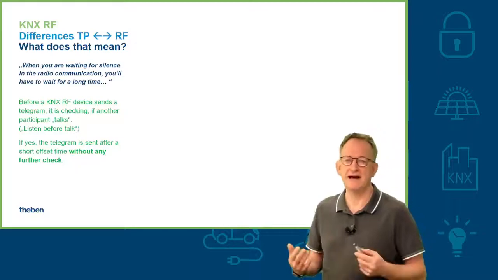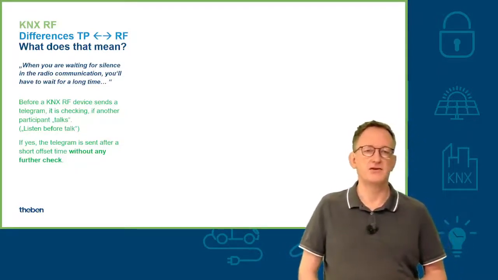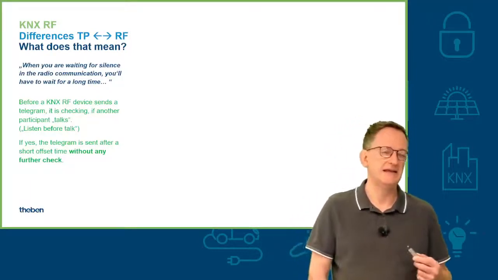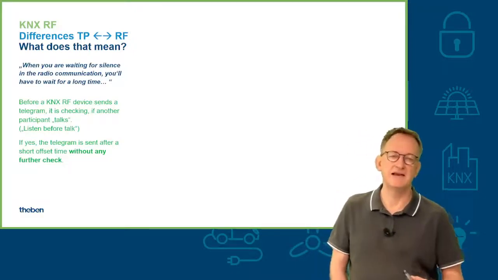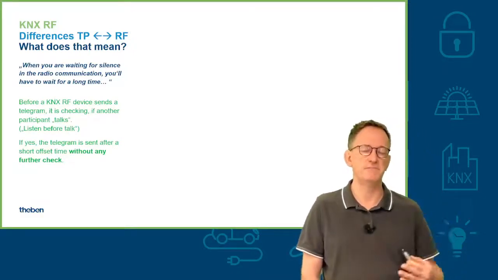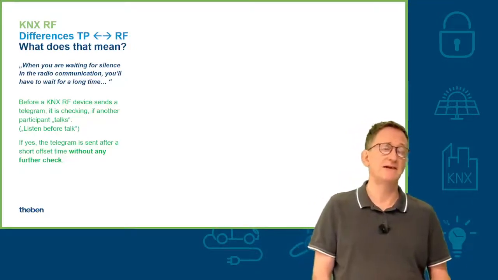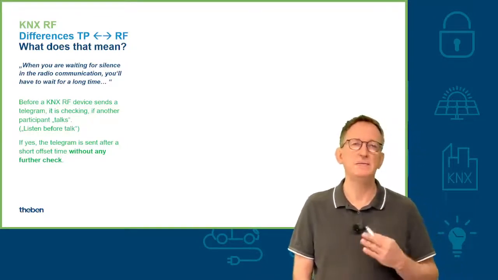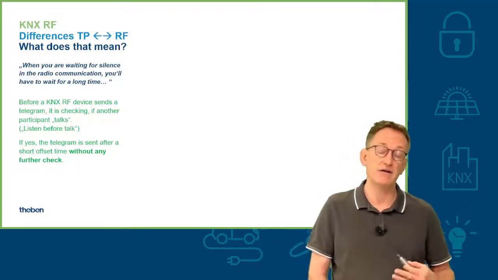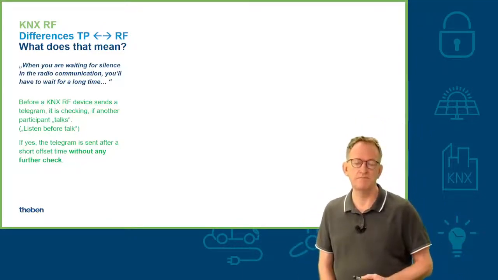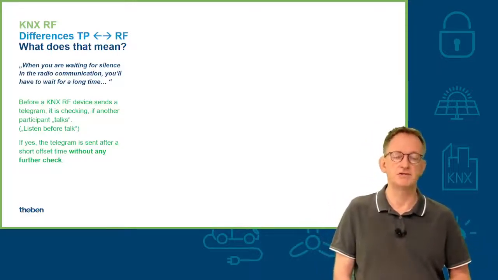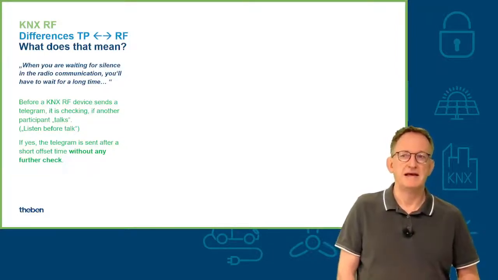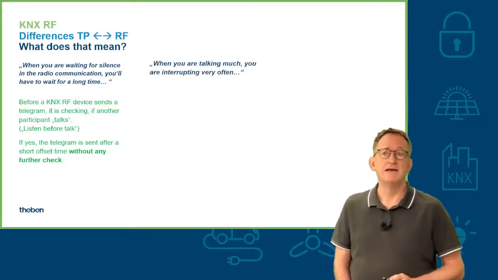So the idea behind the communication on KNX RF is that before a device would like to send a telegram, it will listen: is the channel empty? If so, is there silence? If there is no silence, then it will wait a short time, and after that time it will immediately send its telegram. Anyhow, it could be that even then the channel is still blocked, but it cannot wait forever. So that's what happens.